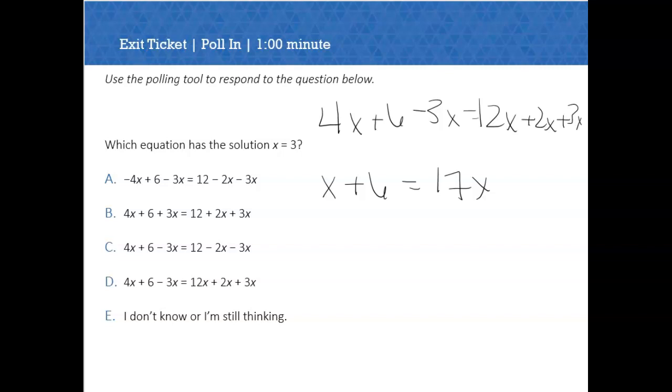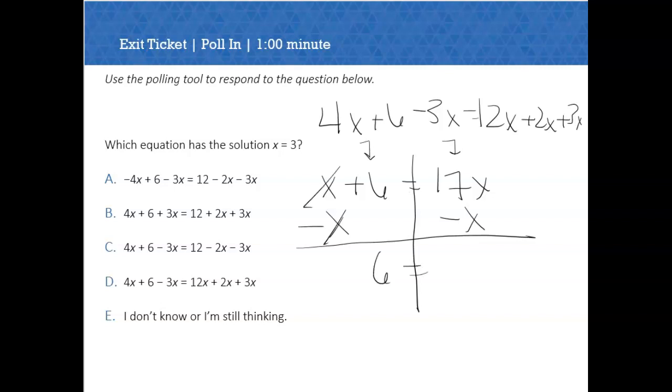So I want to get the variable terms together because the number terms are already together, because there's only one number term. This time I'm going to subtract x because the numbers are already on the left, so I want the variables on the right this time. No big deal. X minus x cancels. 17x minus x is 16x. Divide both sides by 16. Simplify. 2 goes into both, so 3/8.